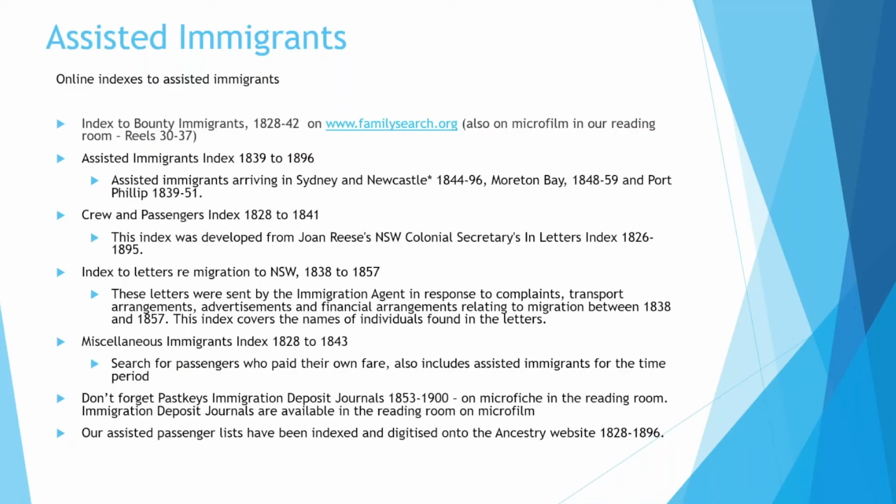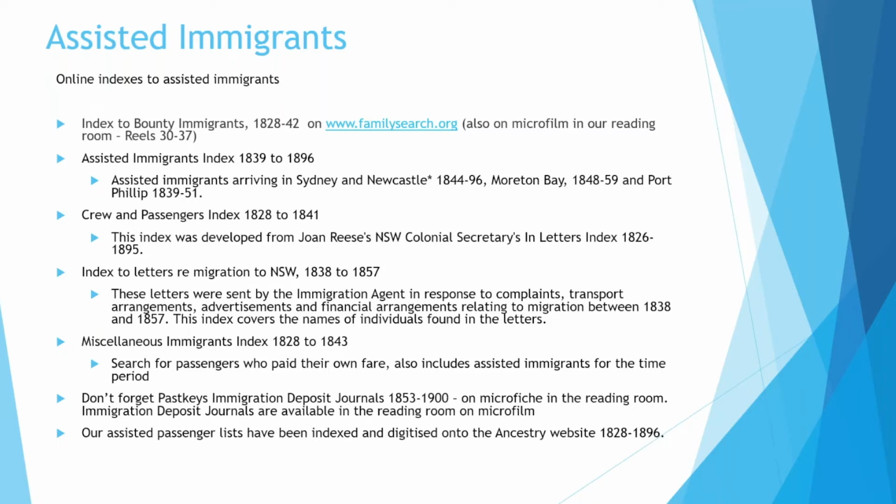So looking at the indexes that we have for the assisted immigrants, records really start about 1828. So the first index really to look at in that time period is the index to bounty immigrants from 1828 to 42. That's on microfilm in our reading room, and it's also available on the Family Search website. The main index on our website is Assisted Immigrants 1839 to 1896, and that includes the Newcastle, Moreton Bay and Port Phillip immigrants. Then there's a crew and passenger index, 1828 to 1841, and this was actually developed from the Joan Rees index for that time period.